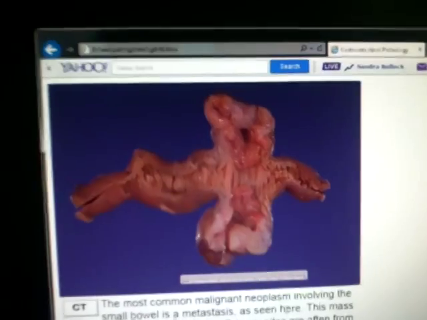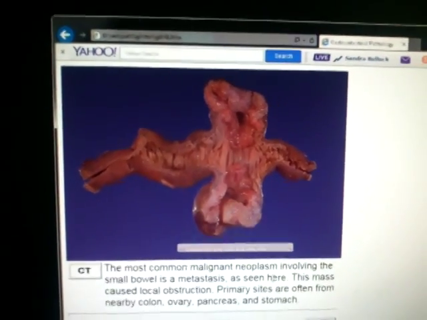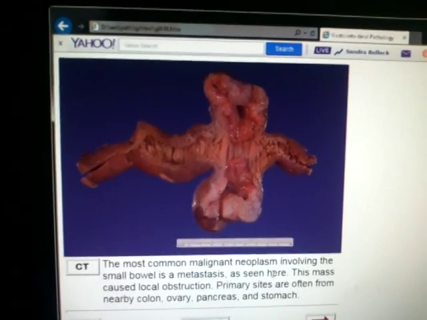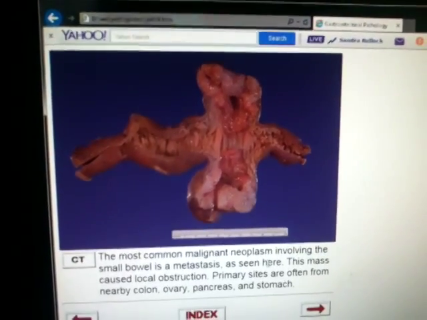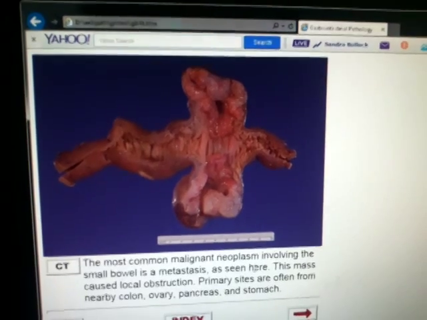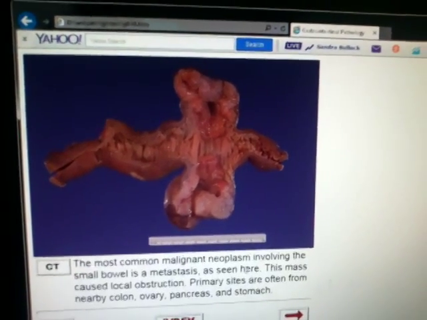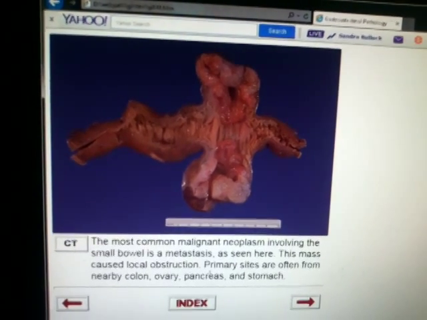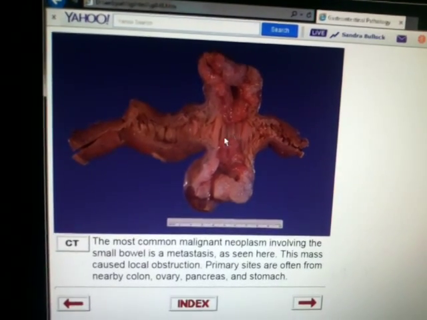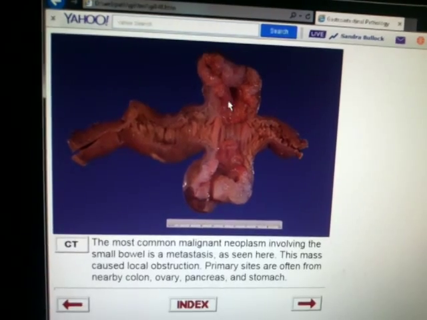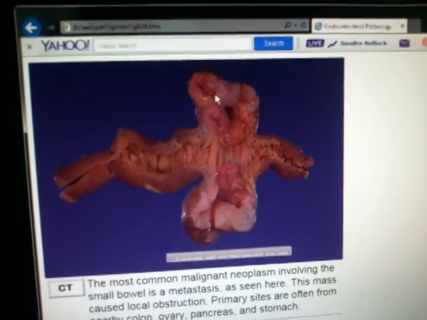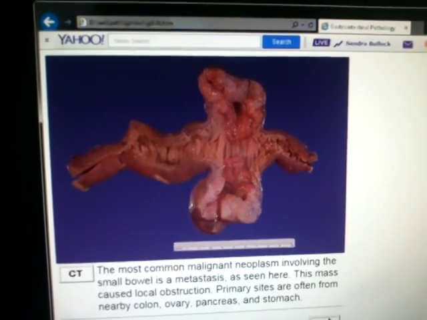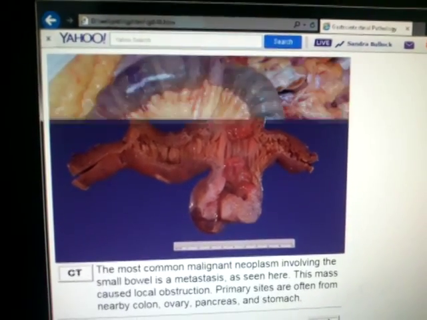This is another example of intestinal obstruction due to obstruction by a tumor. And as we said, the primary tumor of the small intestine is rare. However, the more common is the secondary one, metastasis from other organs like colon, ovary, pancreas, or stomach. And in this patient, we have a larger tumor here, which is a metastatic tumor that obstructs the lumen and leads to manifestation of the intestinal obstruction.